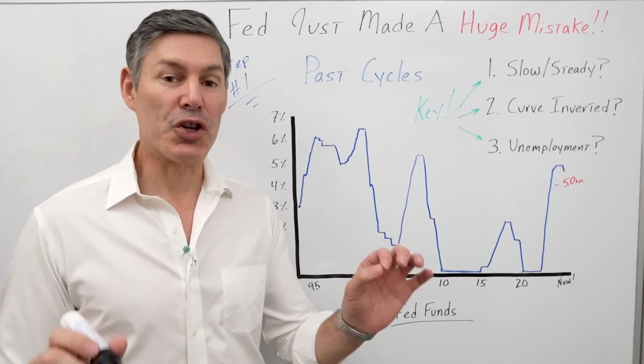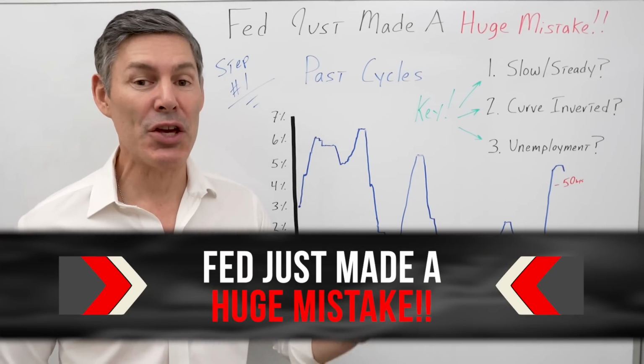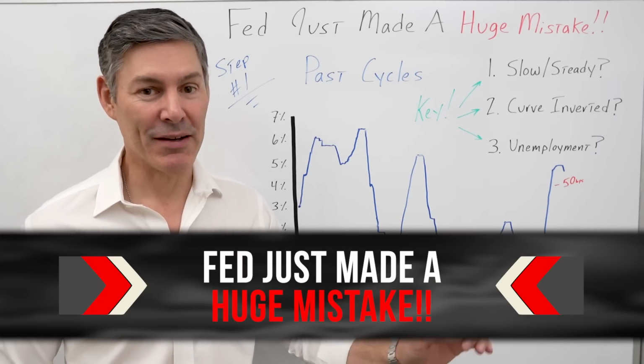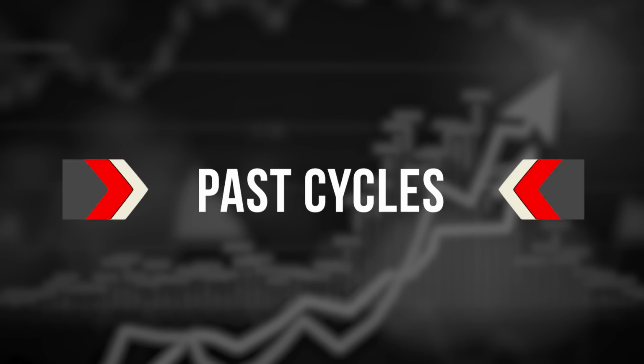The Federal Reserve just dropped interest rates by a whopping 50 basis points, and I think this was a huge mistake. I'm going to explain why in 3 simple, fast steps. Step number 1, let's go over past cycles.